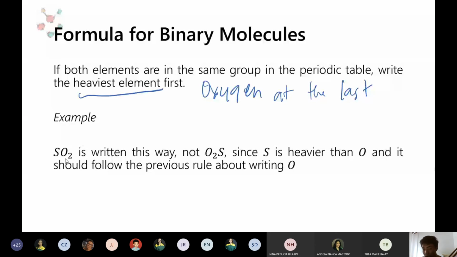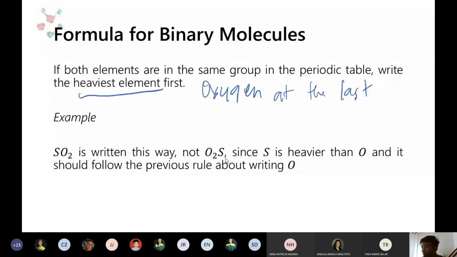Let's have SO2. Sulfur and oxygen are both in group 6, but sulfur is heavier than oxygen. 32 yung atomic mass ni sulfur, si oxygen ay 16. So, in writing SO2, it should be written as SO2, not O2S. Okay, so hindi siya O2S. Bakit? Kasi ang sulfur ay heavier than oxygen, and oxygen is always written at the last.